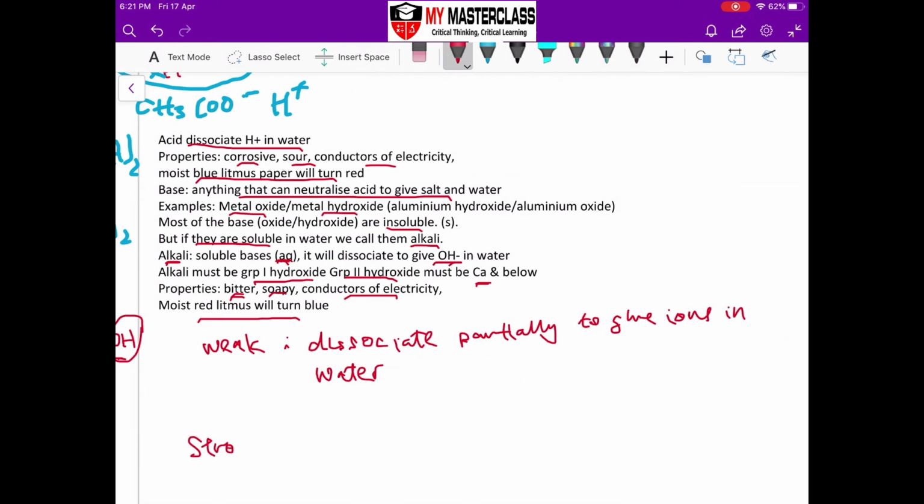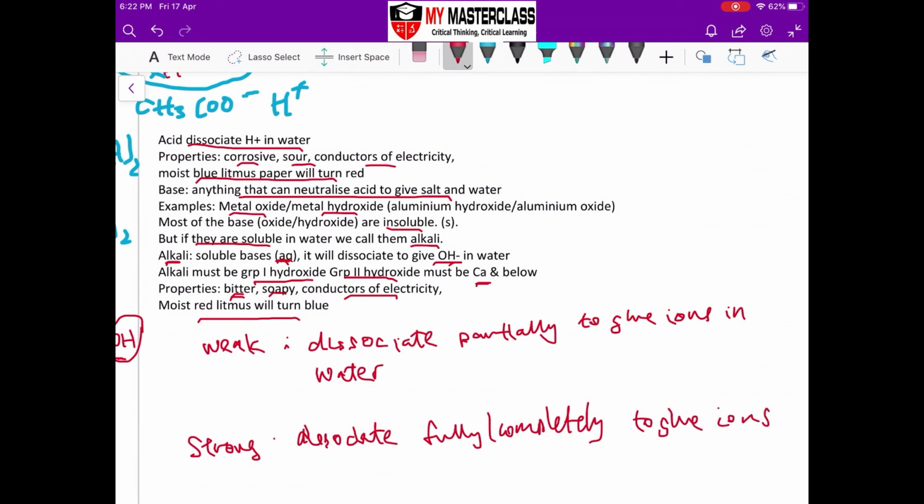And strong acid or strong alkali, it will dissociate or ionize fully or completely to give the ions in water. Okay, these ions, please write whether it is H plus or OH minus if you are describing acid or alkali.